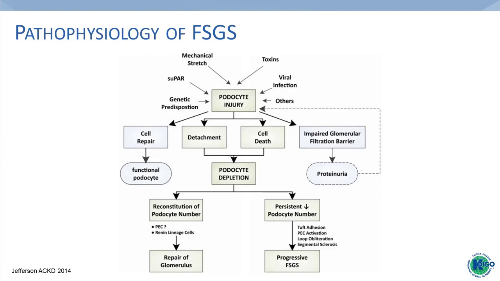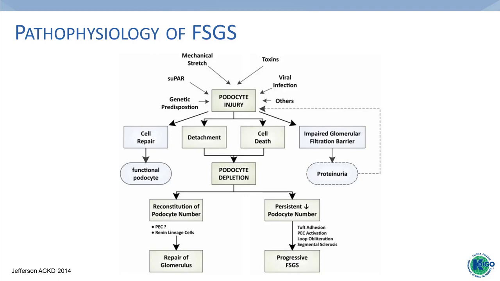So the pathophysiology of FSGS is really centered around podocyte injury. And podocyte injury can result from multiple etiologies, as you see listed here, like genetic mutations leading to disruption of the podocyte cytoskeleton or its attachment to the slit diaphragm. Circulating permeability factors like SUPAR and others yet to be identified, toxins, viral infections, mechanical stretch injuries as a downstream consequence of hyperfiltration, among other causes.